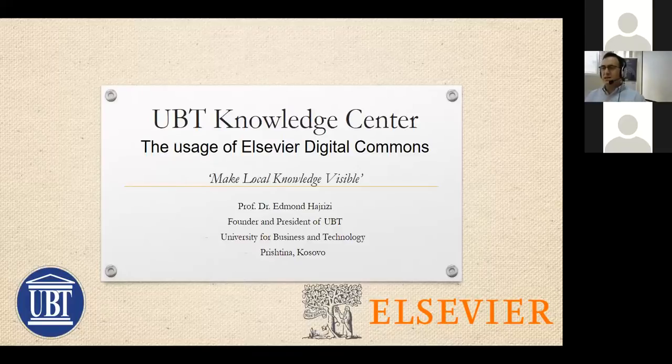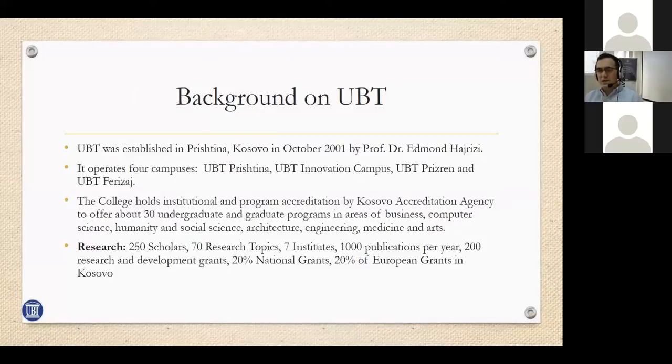My name is Edmond Hajrizi. I'm the founder and director of UBT. The UBT is the University for Business and Technology, established in 2001 here in Pristina in Kosovo. We have more than 10,000 students now and 1,000 staff. And today we consider we are a comprehensive institution with almost most of the major areas of education and in different levels of education from undergraduate till the postgraduate studies.